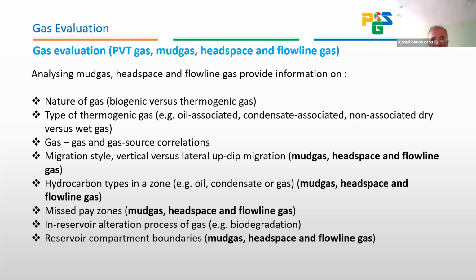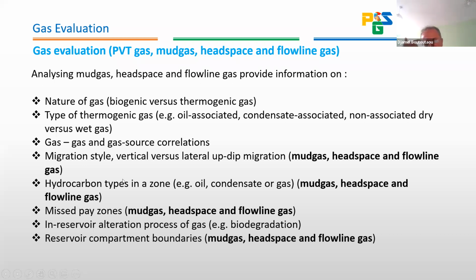Biogenic is gas which is generated from bacteria. It's bacteria that can produce gas, which is mostly methane. Thermogenic is gas that is generated directly from a source rock at different stages of maturity. So we can know what type of thermogenic gas it is: is it oil-associated gas, condensate-associated gas, or non-associated gas?